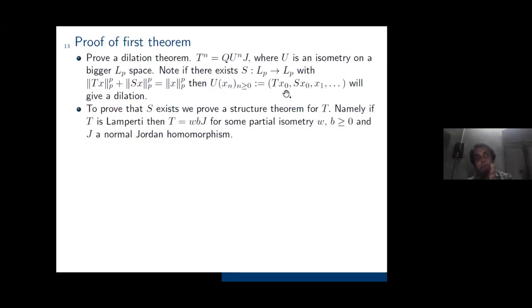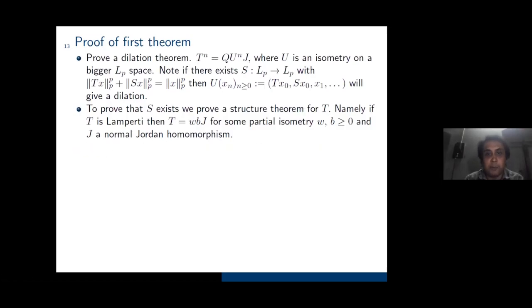So this is, if you remember the construction of Sz.-Nagy-Foias dilation theorem, we have these defect operators. This defect operator used to play the role of S. But still we can do it with this T. If T is a Lamperti contraction, you can find something like that. And if something like that is found, then we can always construct a dilation, the same type of construction. But we actually prove a little stronger kind of dilation theorem, but that I'm not going to talk about.